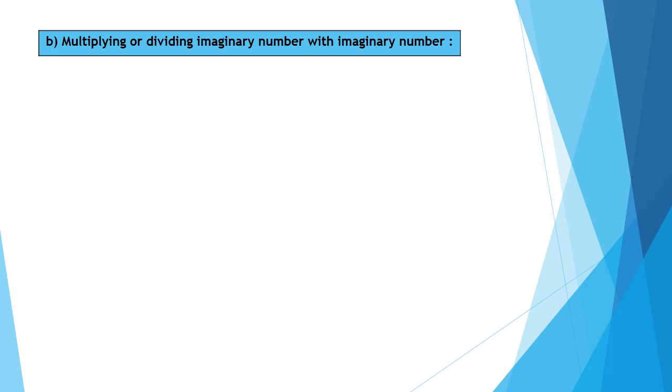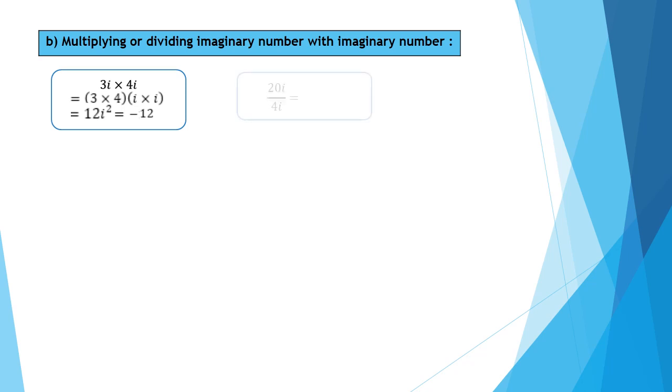We are going to continue multiplying and dividing imaginary numbers with imaginary numbers. Let's have another example. If we want to multiply 3i by 4i, we will multiply the coefficient of i with the coefficient of i, and i with i, and we will get 3 multiplied by 4 and i multiplied by i, which is equal to 12i squared. We can remove i squared and put negative 1 instead of it, then it will be 12 multiplied by negative 1, which is equal to negative 12.